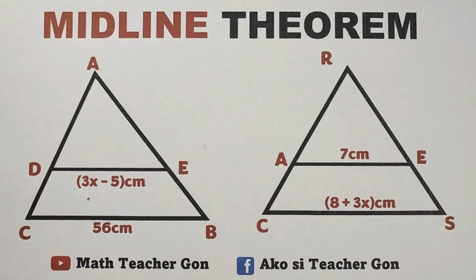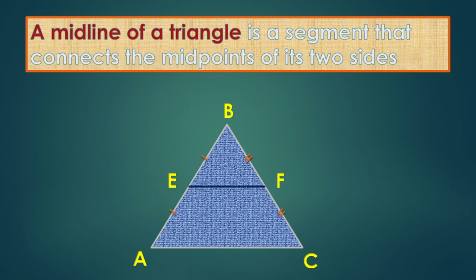A midline of a triangle is a segment that connects the midpoints of its two sides. In front of you is a triangle ABC, and EF its midline. You see it divides each side in half. Let's find out the property of the midline.